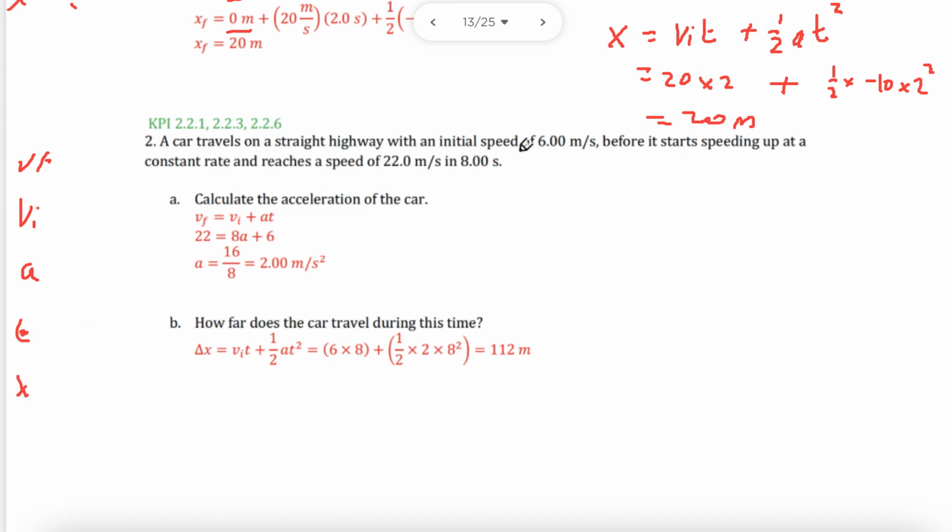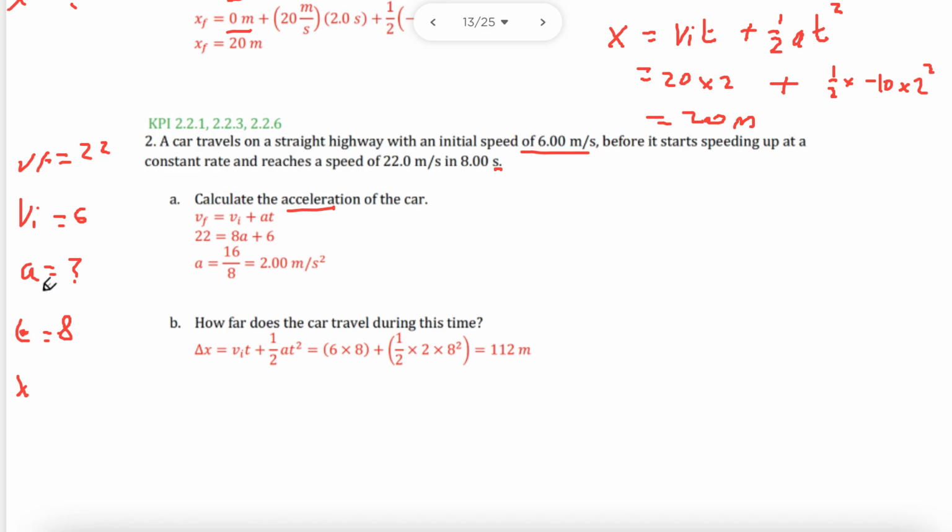Car travels on the straight highway, initial speed of 6, okay. Before it speeds up and reaches 22, oh, that's VF I wrote. V initial is 6, V final is 22. And then what? It speeds up at this rate. We have an acceleration. No, we have a time, however, that is 8 seconds. There's the time. The units help us figure out what it's talking about. Find A. So I need A.